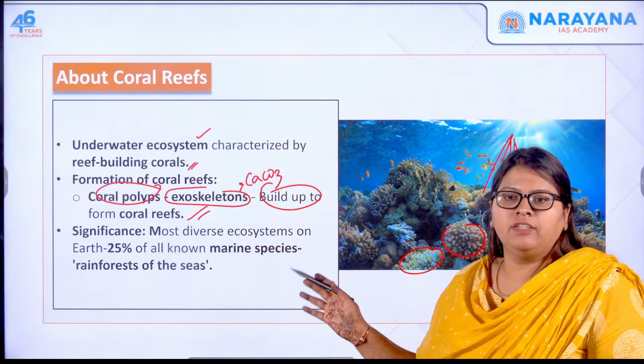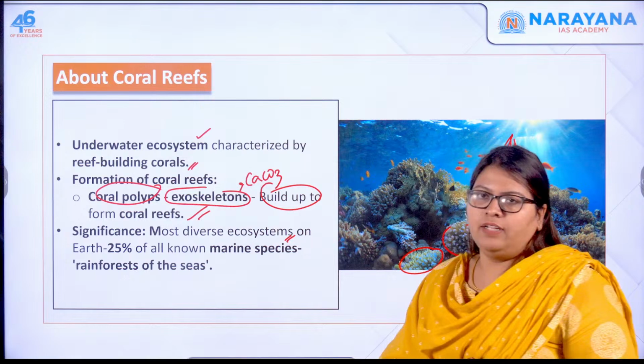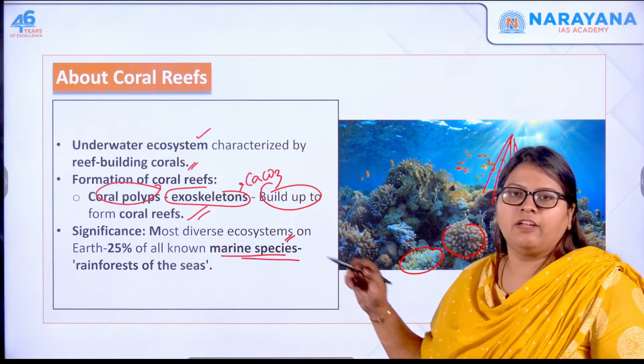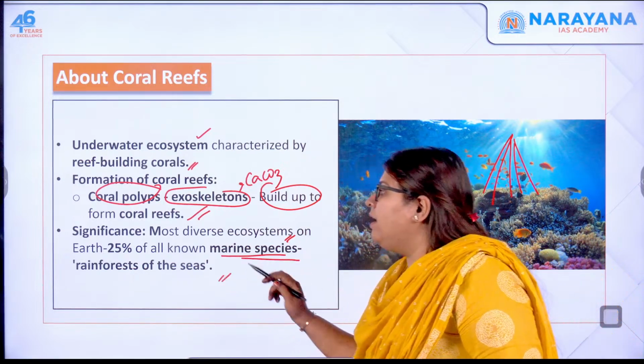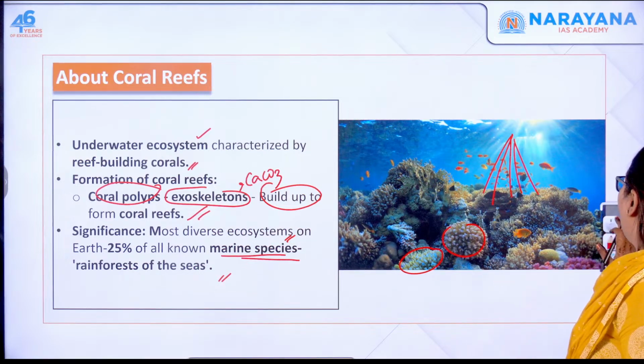What is the significance of it? It hosts the most diverse ecosystem on the earth, and 25% of all the known marine species are actually here. And that is why it is called the rainforest of the seas. So this is what it is about the coral reef.